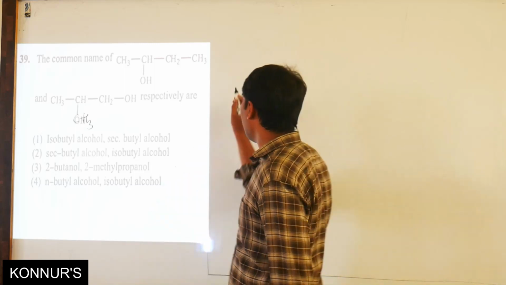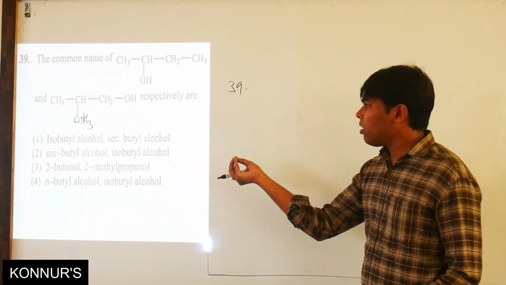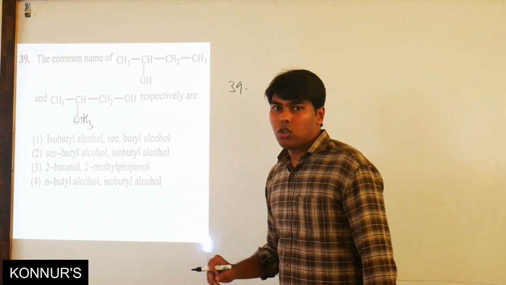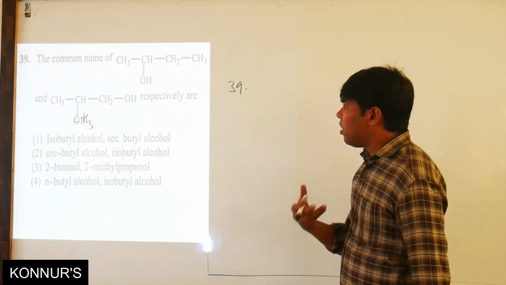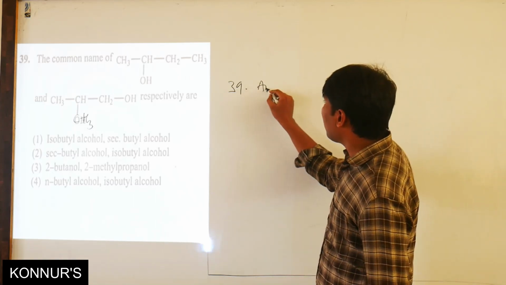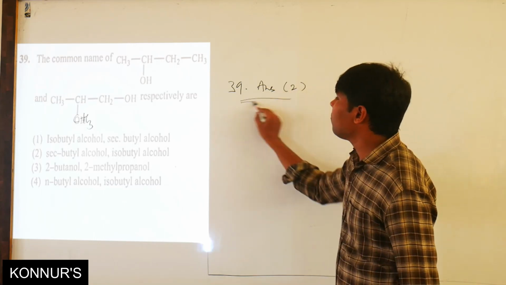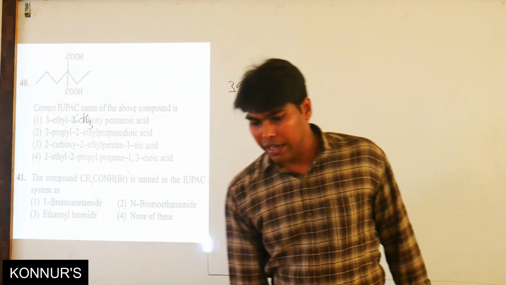So second option, 39th question. This contains one print mistake right there. It happens sometimes in question papers. So for the 39th, your answer is the second option. That's the case. Moving on to the next slide.